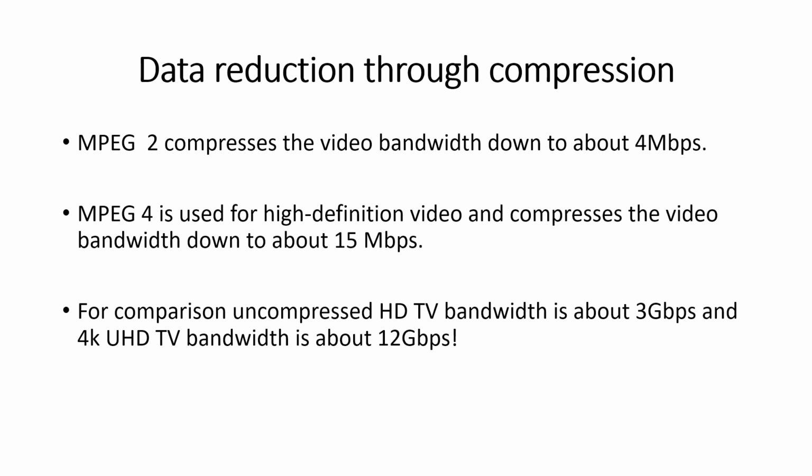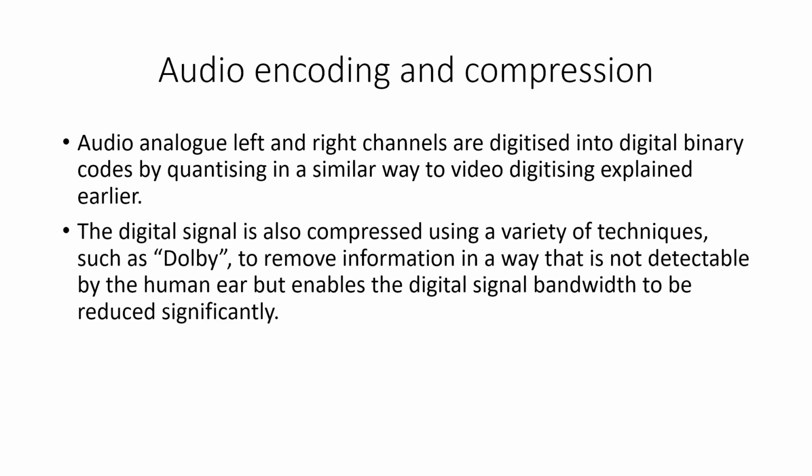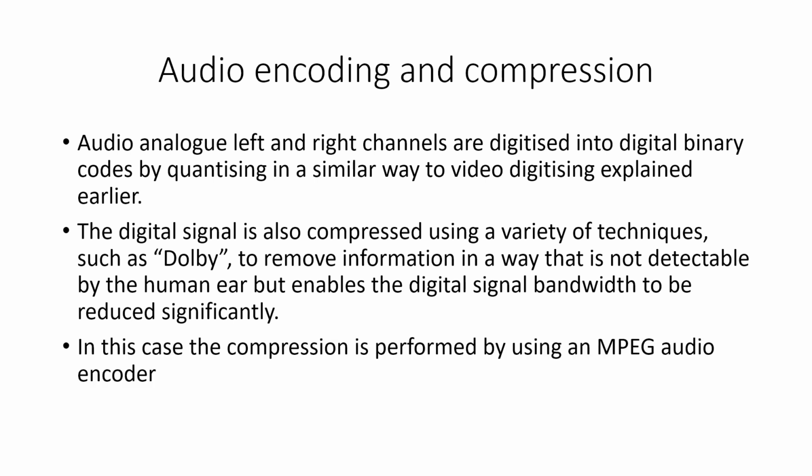For comparison, uncompressed high-definition television bandwidth is about 3 gigabits per second, and 4K ultra-high-definition TV bandwidth is about 12 gigabits per second. Audio analog left and right channels are digitized into digital binary codes by quantizing in a similar way to video digitizing explained earlier. The digital signal is also compressed using a variety of techniques such as Dolby to remove information in a way that's not detectable by the human ear, but enables the digital signal bandwidth to be reduced significantly. In this case, the compression is performed by using an MPEG audio encoder.